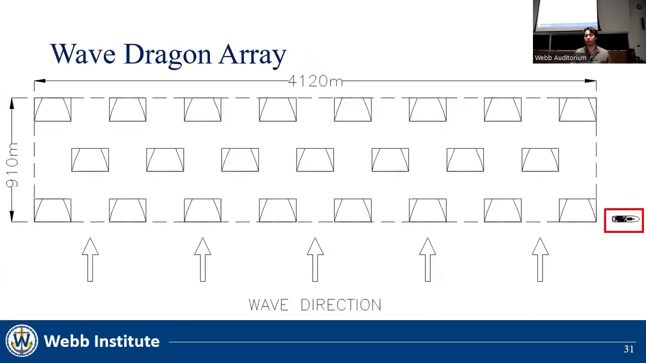So the array is shown here. It consists of 23 Wave Dragon overtopping devices, and it measures 910 meters by 4,120 meters with a resulting area of 3.75 square kilometers. Shown on the bottom right is the hydrogen FPSO for scale.